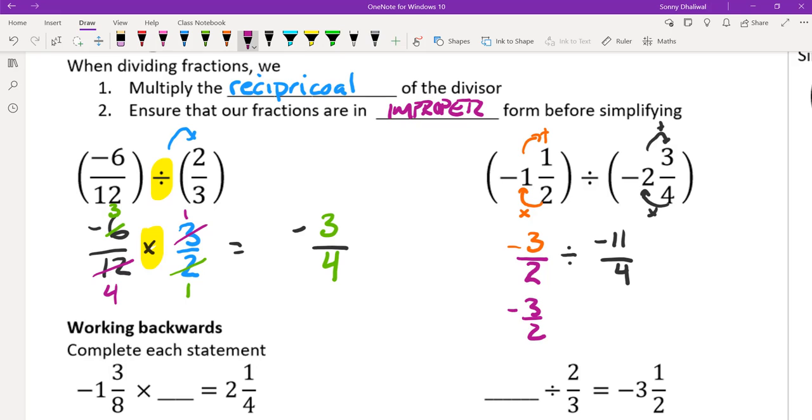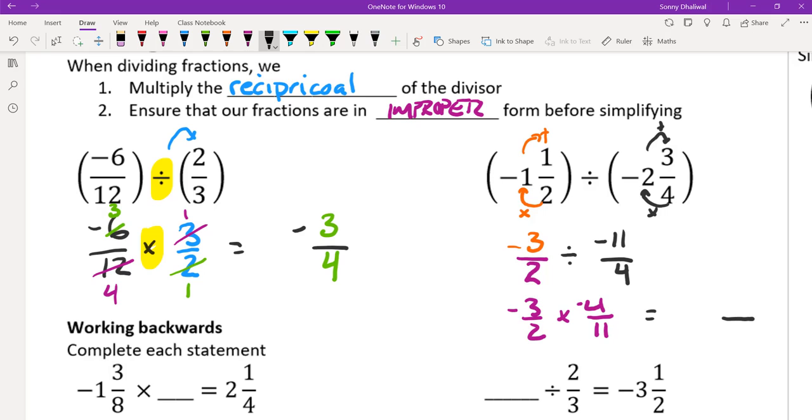Negative 3 over 2 times 4 over 11. Now if you want, you can keep the negative sign with 11. But I like to keep it in the numerator. So I'm going to keep it up there, but if you want, you can keep it down with 11. It doesn't make a difference.